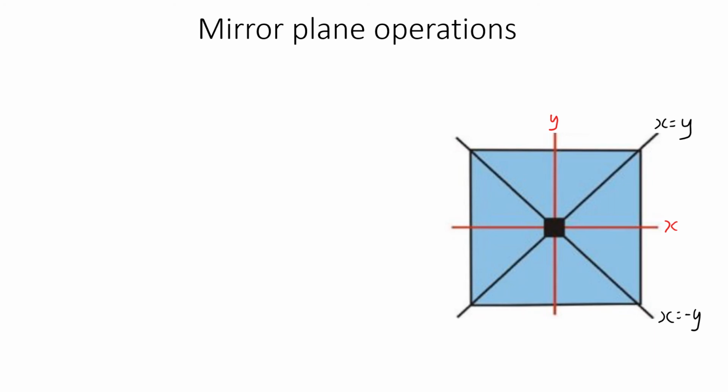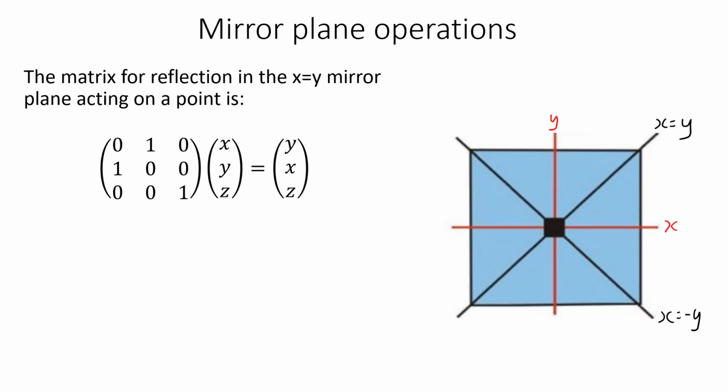Now we can look at mirror plane operations. For example, you can see in the diagram here we've got the x and y axes in red, and a couple of mirror planes. We've got an x equals y mirror plane, labelled with the black line, and also an x equals minus y mirror plane. If you were going to reflect in the x equals y mirror plane, what you're effectively doing is exchanging the x and the y coordinates. You can see the ones in that 3 by 3 matrix, in positions 2,1 and 1,2, swap the x and the y, so they become y and x. Similarly, in the third row and third column, we just have that 1 on the diagonal to reflect the fact that the z coordinates are unaffected by this mirror.